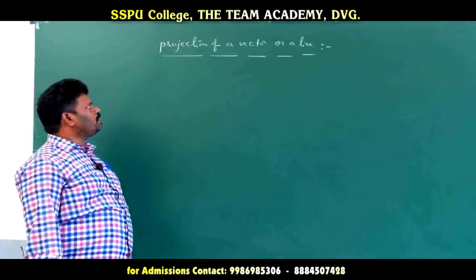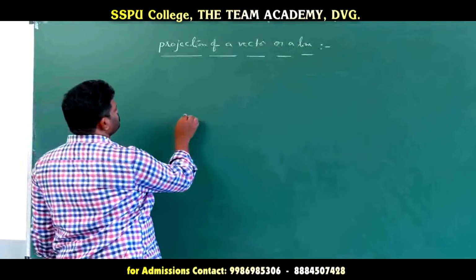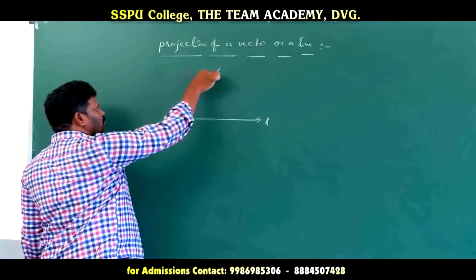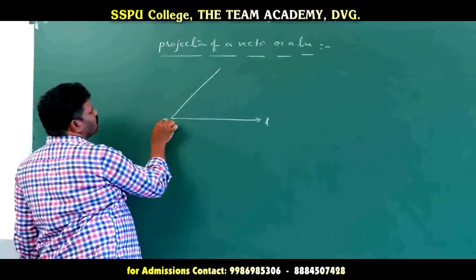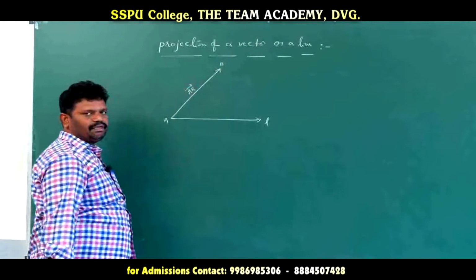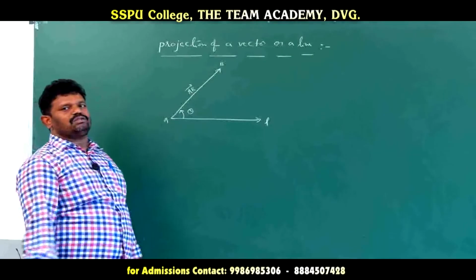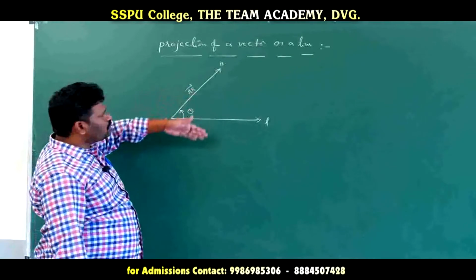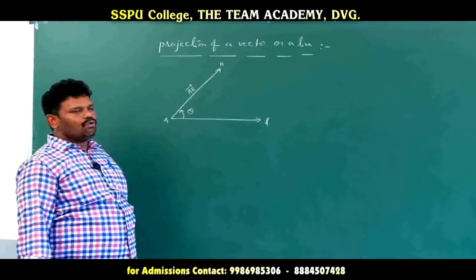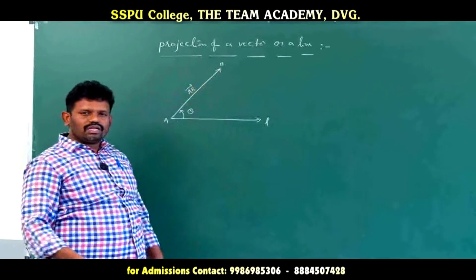Right, this concept is also important: projection of a vector on a line. First we take one directed line L, and another vector AB. The angle in between, we take as theta. Now what is the projection? Projection means the shadow or image of this vector that lies on the directed line. If there is a light or focus, this image must lie on the directed line. That is what is called the projection.